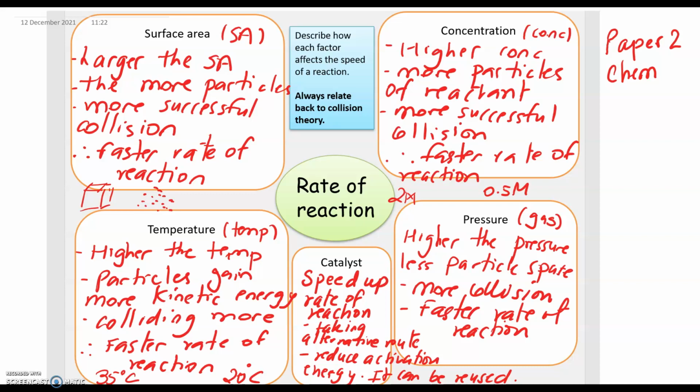Temperature, you tend to do the sodium thiosulfate experiment where you heat the sodium thiosulfate with HCl and you put it on a cross and you time how long it takes the cross to disappear. We don't tend to do pressure experiments as much in the class. And a catalyst, you can have a range of different catalysts and time how quickly the reaction takes place.